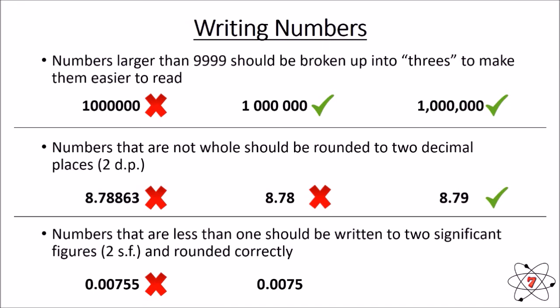But is this correct? Well, let's have another look at our original number, 0.00755. The third number, the third significant figure, is a 5. A number of 5 or higher means we round up. So this is incorrect. It should be 0.0076 because we're rounding up. Make sure you know when to round up and when to round down.